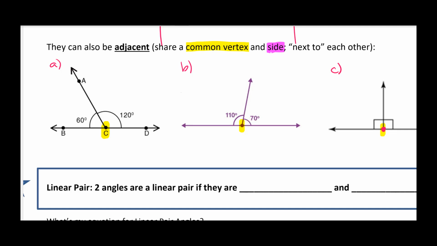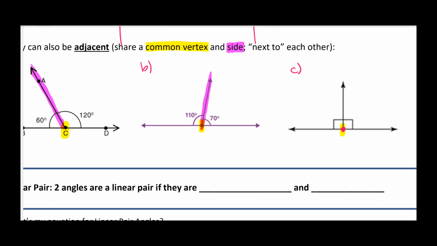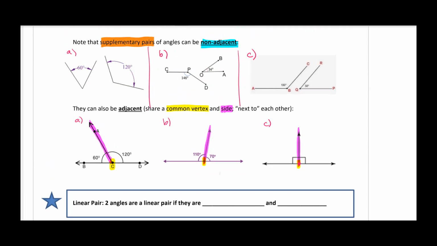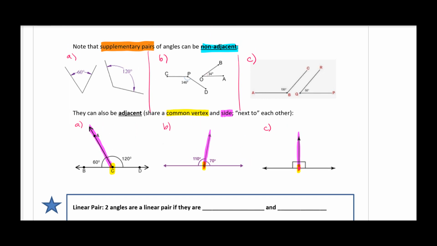So if I look at example A, this ray from C to A is the same in both angles, the 60-degree angle as well as the 120-degree angle. Likewise, where the 110-degree angle and the 70-degree angle are, both of those share that common side. And these 2 90-degree angles over here both share this ray that goes vertically up and down. So when you look at supplementary angles, they can either be next to each other, and they would be called adjacent, or they could be not next to each other, and they would be called non-adjacent.